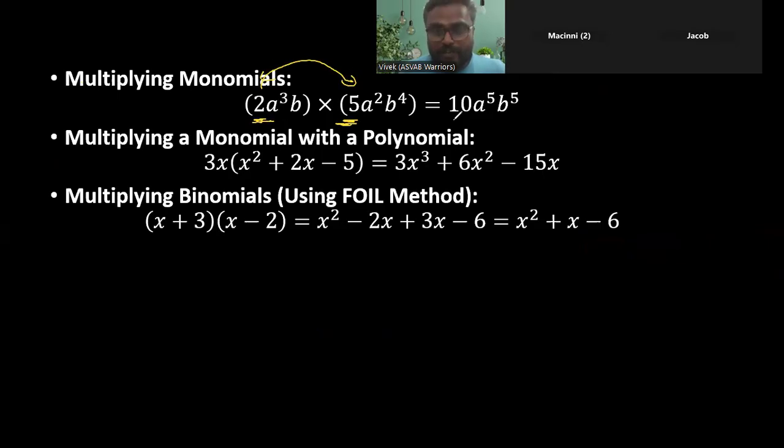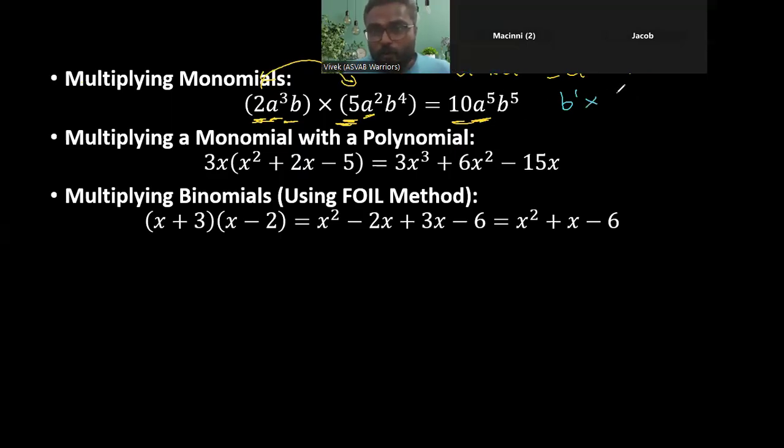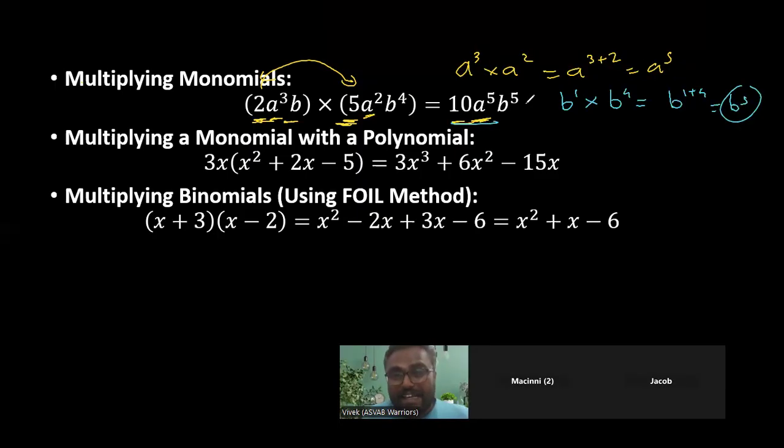2 times 5 is 10. Now, a to the power 2 times a to the power 3 would be nothing but a to the power 3 plus 2, which is nothing but a to the power 5, which is over here. Now, next is what? b to the power 1. Remember, if there is nothing, it will always be 1. b to the power 1 times b to the power 4 would be nothing but b to the power 1 plus 4, which is nothing but b to the power 5. So our final answer would be nothing but a to the power 5 times b to the power 5.